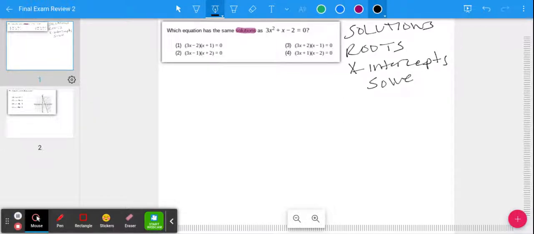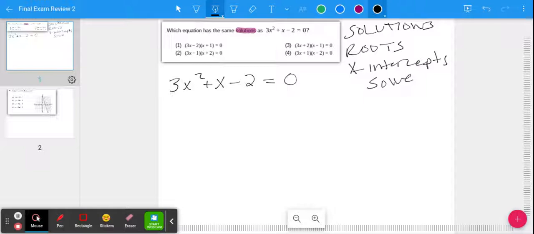can be interchanged with roots, x-intercepts. Sometimes it'll say to solve the equation. So all those lead to the same process. If I take a look here, we have an equation and it's already set equal to 0 for us. Whenever we're trying to find the solutions, you need to set the equation equal to 0 first.